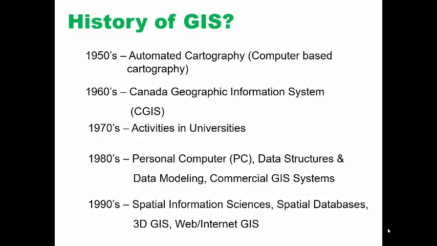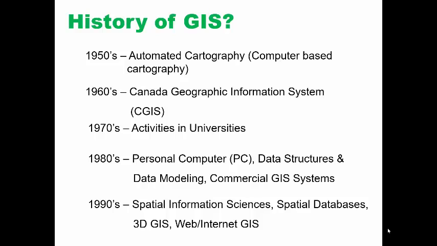This started in the 1950s with the first automatic cartography, which is sometimes known as computer-based cartography. And in the 1960s, the world's first geographic information system started in Canada, which is known as the Canada Geographic Information System. And in the 1970s, activities in universities started, mainly in North America and Europe, related to GIS algorithms. And in the 1980s, with the advancement of personal computers, data structures, and data modeling techniques, commercial geographic information systems were started. For example, the famous ArcInfo software was started in the 1980s.